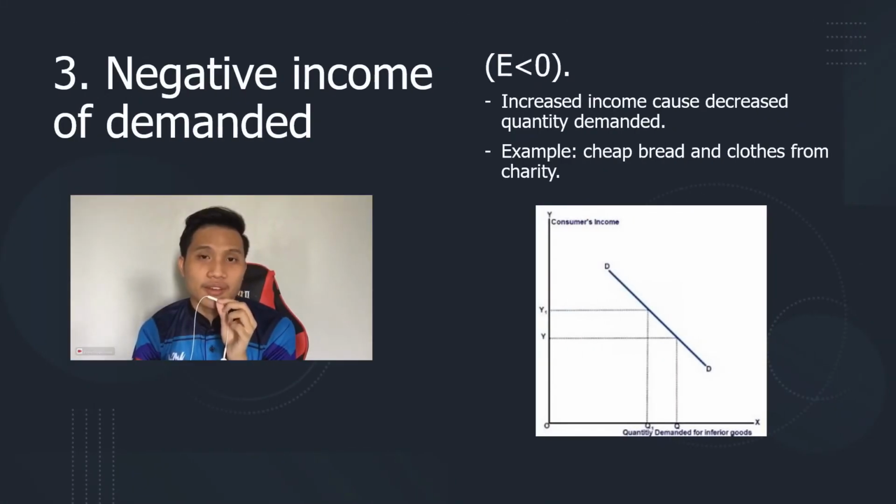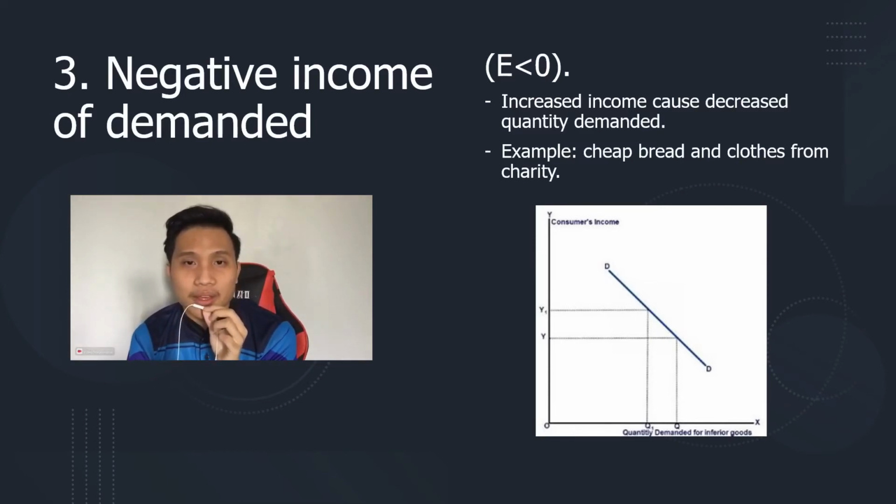Last but not least, the negative degree of income elasticity of demand has a value of E smaller than 0. This happens when increased income causes decreased quantity demanded, and vice versa. For example, clothes from a charity shop and cheap bread.